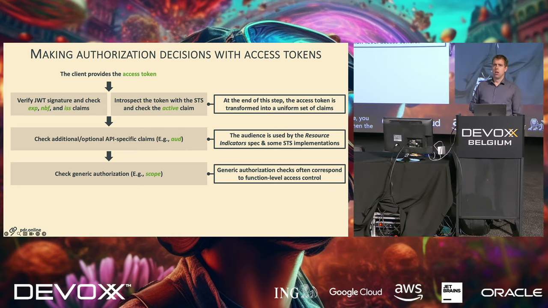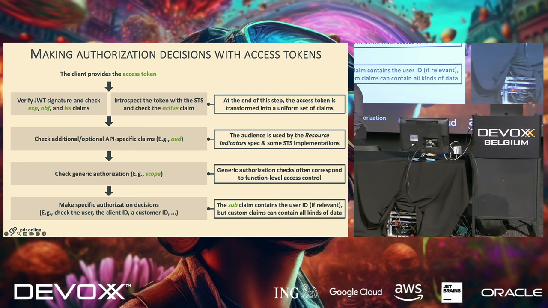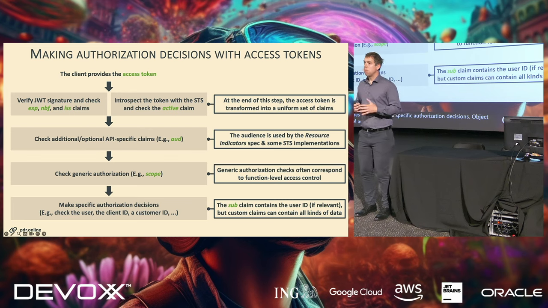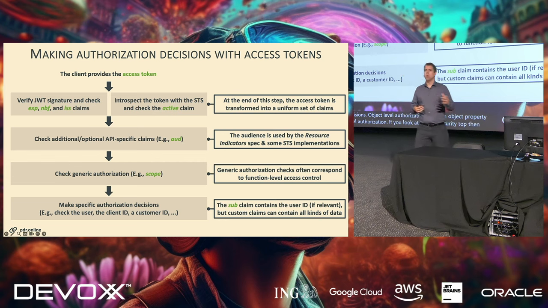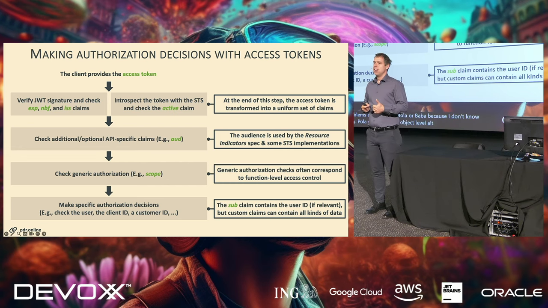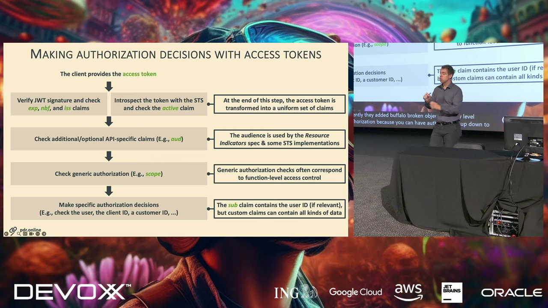And then the fourth step. It's very easy for me to put on a slide, but that's where everything usually gets screwed up when authorization comes into play. Make specific authorization decisions. Object-level authorization, or even object-property-level authorization. If you look at the API Security Top 10, these problems are known as BOLA or BOPLA. BOLA means broken object-level authorization, and then recently they added BOPLA, broken object-property-level authorization, because you can have authorization down to specific fields of objects that needs to be enforced. How do you do that?